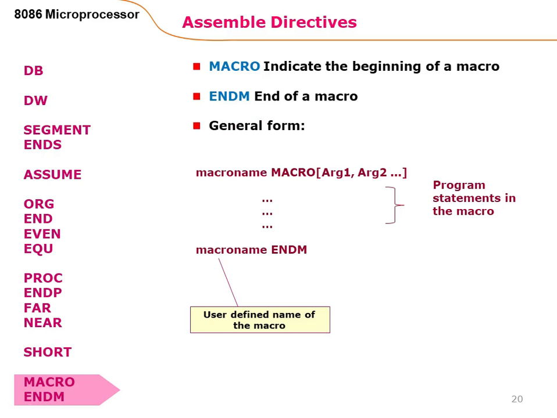The last assembler directive is MACRO. MACRO indicates the starting of the macro. ENDM, like ENDP indicates the end of a procedure, indicates the end of the macro. The general form is like this: a user-defined name, then macro arguments 1 and 2. It is the same as a function used in C, so we can pass argument values here. The program statements are written in between, and ENDM denotes the end of the macro.